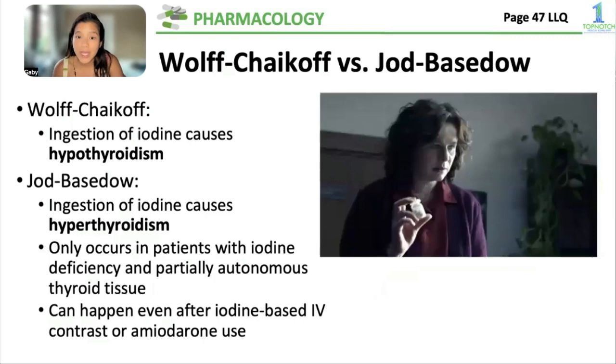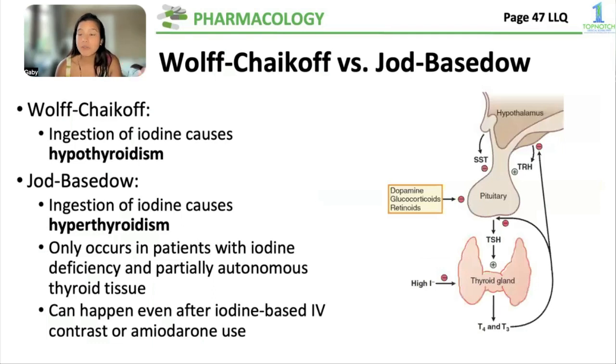So this is why in the movie Chernobyl, remember when they found out about the nuclear meltdown, they started ingesting iodine tablets, because this would have caused a Wolff-Chaikoff effect, thereby preventing the uptake of radioactive iodine into our normal thyroid gland. This is in comparison versus the Jod-Basedow. Okay, your Jod-Basedow effect is when ingestion of iodine causes hyperthyroidism instead of hypothyroidism.